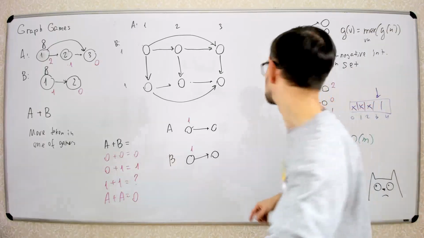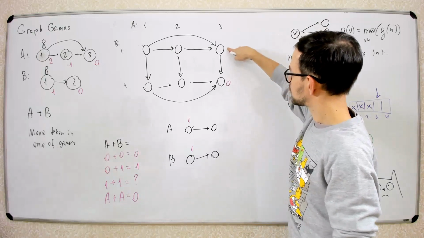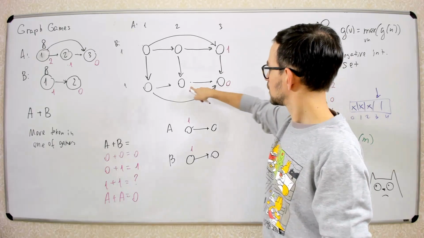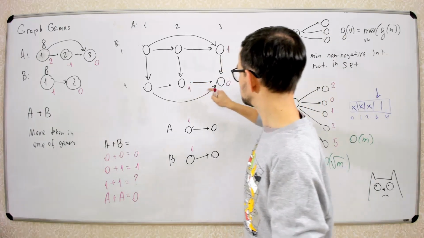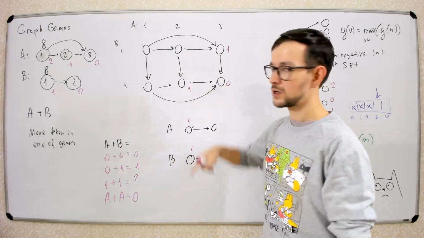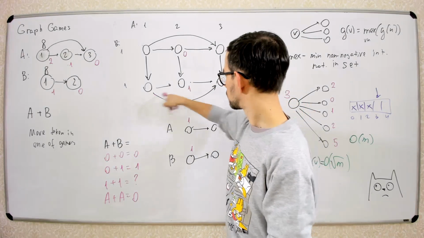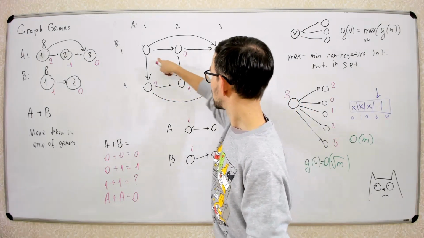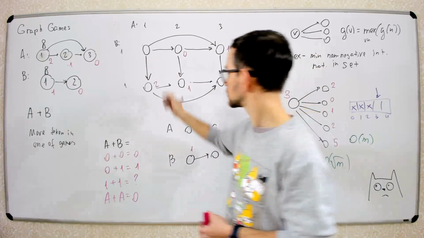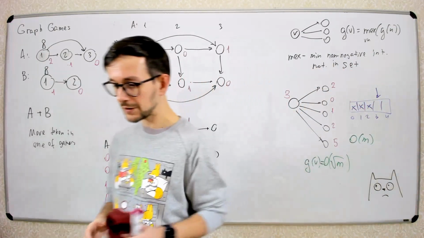Now let's move to this graph. What happens in this graph? Here is 0. From here you can move there, you can move to 0, so the Grundy function is 1. Here you can move to 0, so the Grundy function is 1. And here you can move to 1 and to 1, so the minimal number you can't reach is 0. Here you can move to 1 and 0, so it's 2. And finally, for this node you can move to 0, to 1 and to 2, so the minimal number you can't reach is 3. So the Grundy function will be 3. Nice.